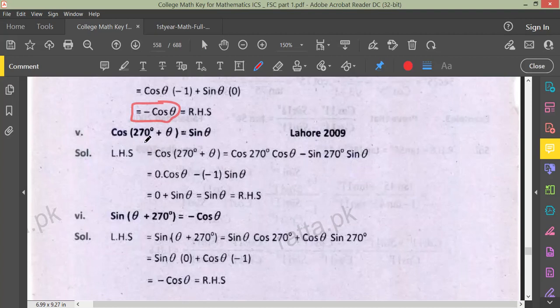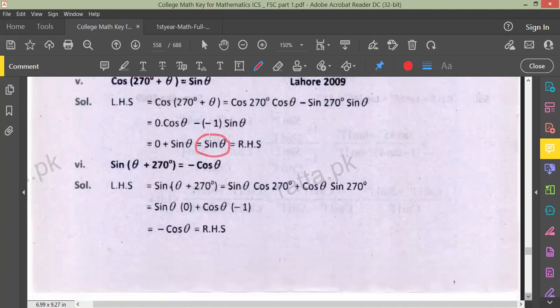So this will be equal to cos of 270 plus theta. After opening the formula, this will be equal to cos of alpha plus beta is equal to cos alpha cos beta minus sin alpha sin beta. So we know that cos of 270 is equal to 0 and sine of 270 is equal to -1. So after simplification, this will be equal to sine of theta, which is the right hand side of question number 1's fifth part. So you can say that left hand side is equal to right hand side.